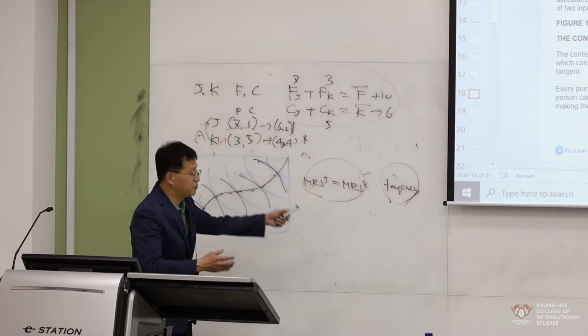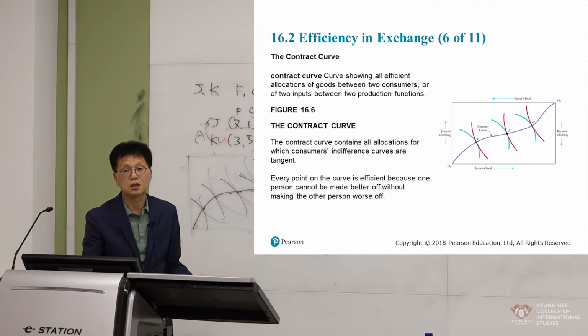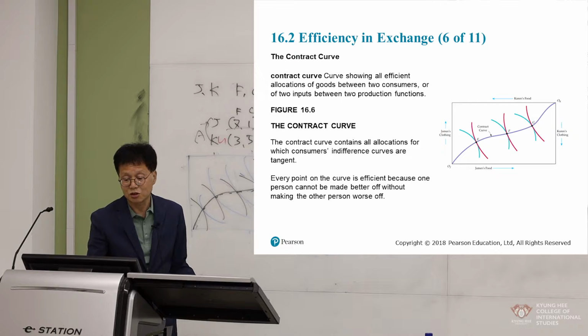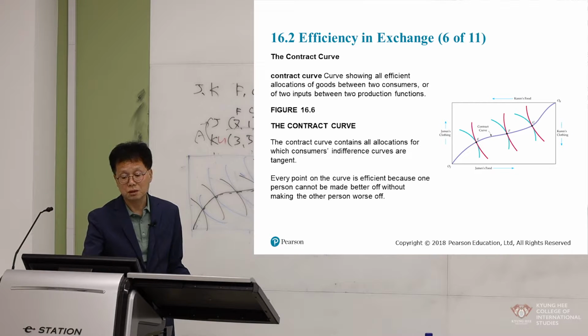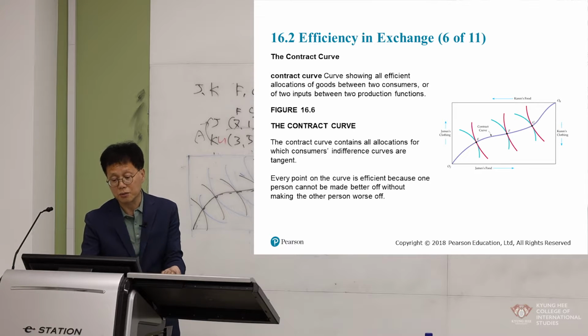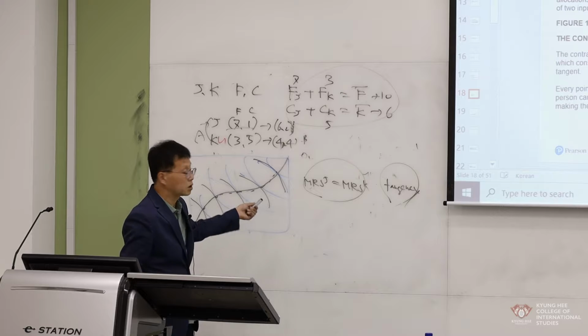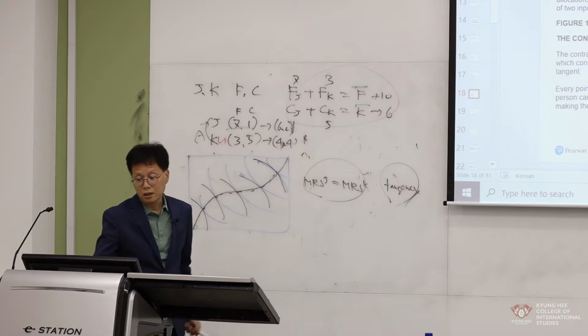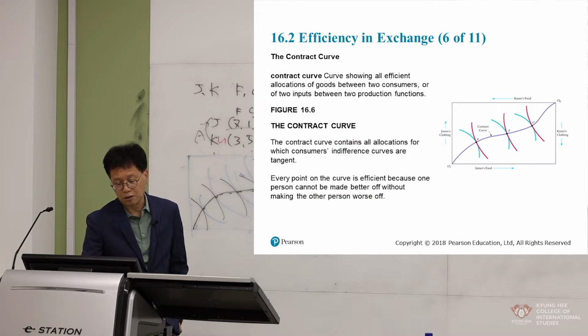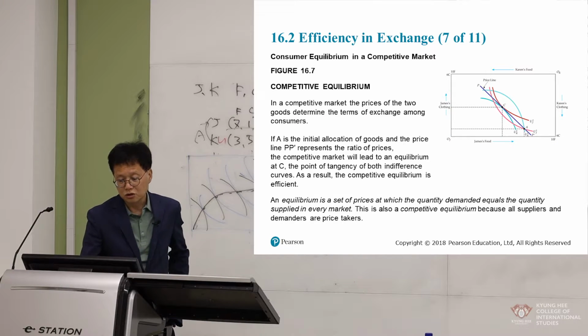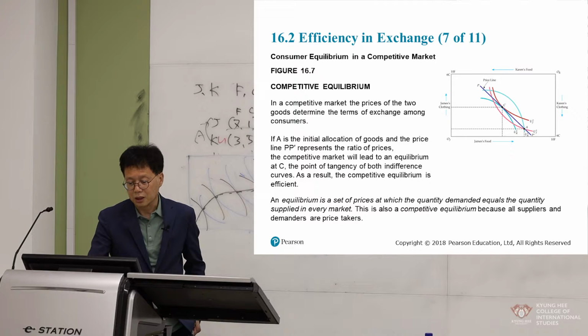This is efficiency in exchange. It is an efficient point in exchange because one person cannot reach a higher indifference curve without making the other person's indifference curve smaller than before. That is the contract curve and the concept of efficiency in exchange. Slide 19: consumer equilibrium in a competitive market.